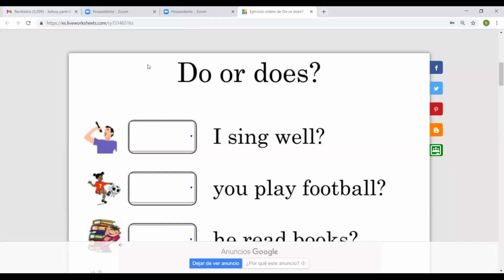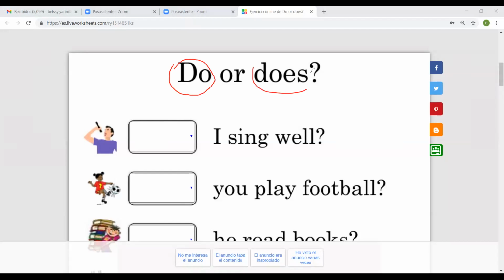Okay, very good. So I'm going to put that information in order to complete this, okay? This is the use of do and also does, okay? And this is going to be related with verbs in present simple, okay? And where can I use auxiliary do?